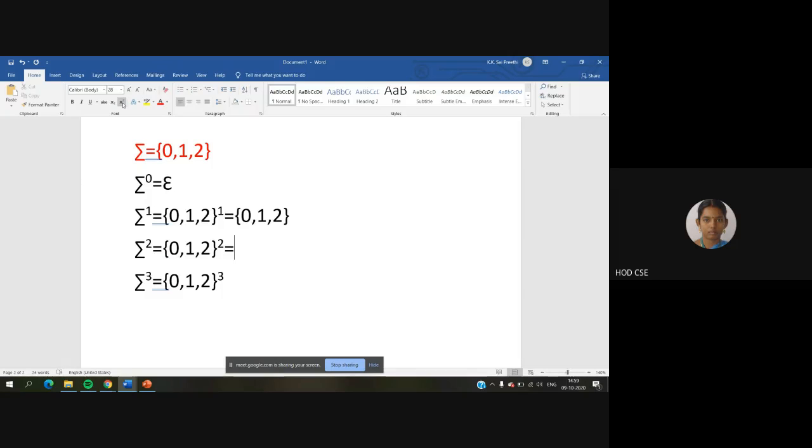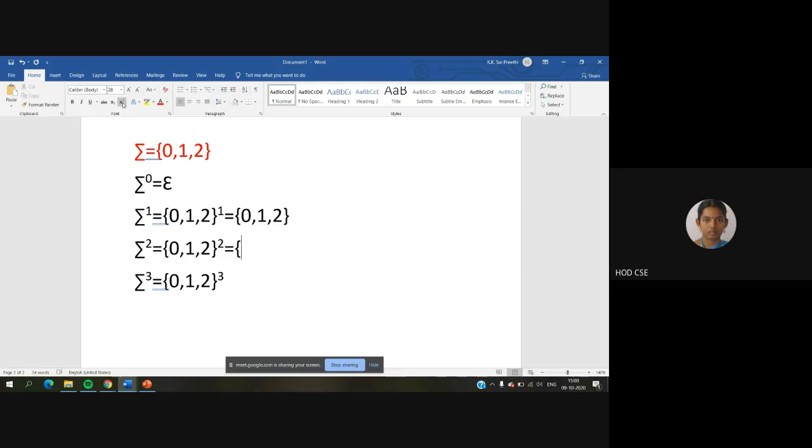First you say how many strings can be produced? Total number of symbols is 3. 3 power 2. What is the value of 3 power 2? Three square. 9. Okay, tell me those 9 strings of length 2 in the combination of 0, 1, 2.